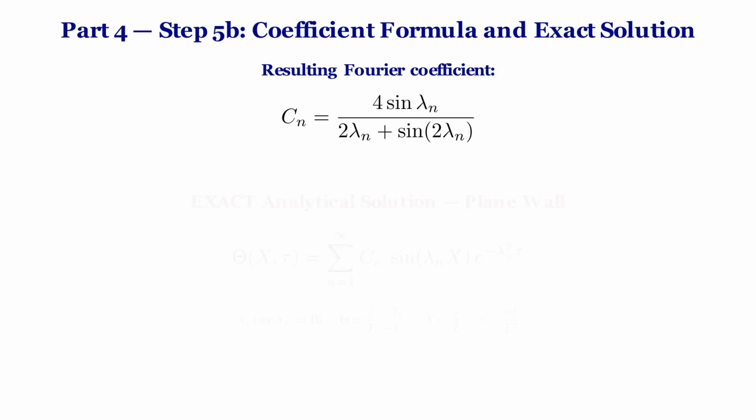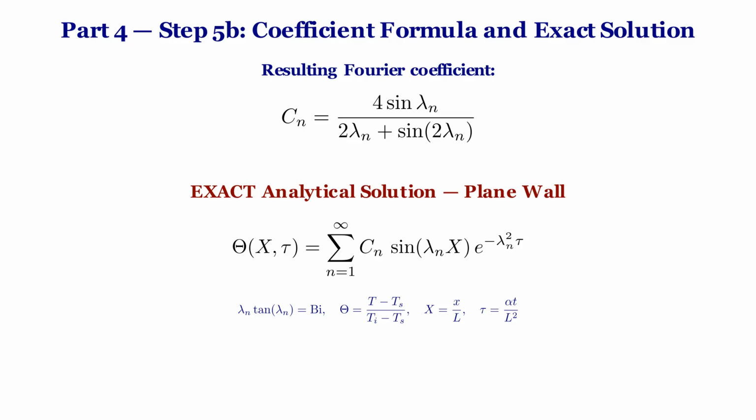This gives Cn times the integral of sine squared lambda nx from 0 to 1 equals the integral of sine lambda nx from 0 to 1. Using the eigenvalue equation and standard trigonometric identities, the final result for the coefficient is Cn equals 4 sine lambda n, divided by 2 lambda n plus sine of 2 lambda n.